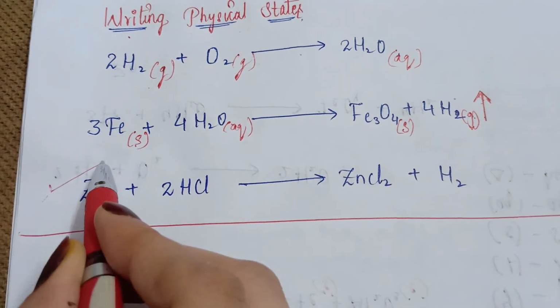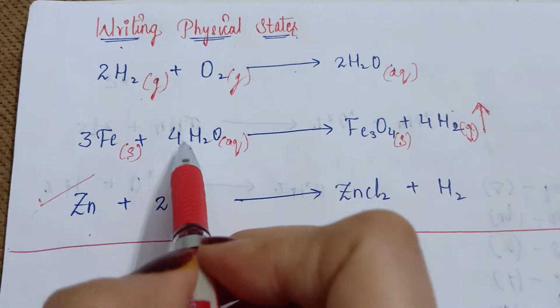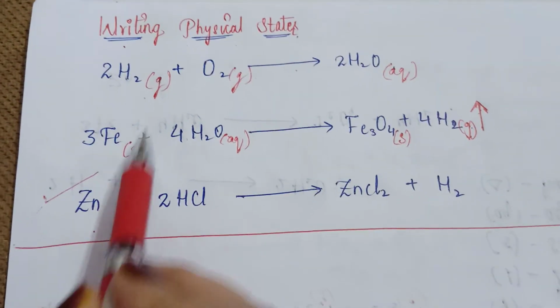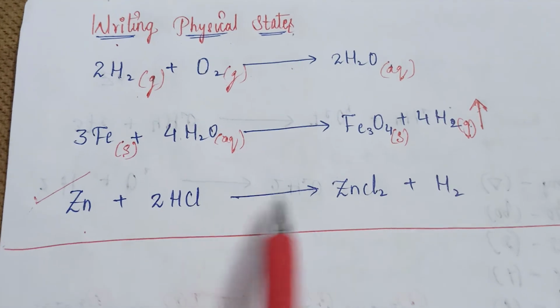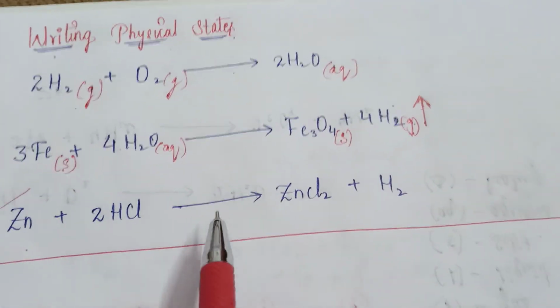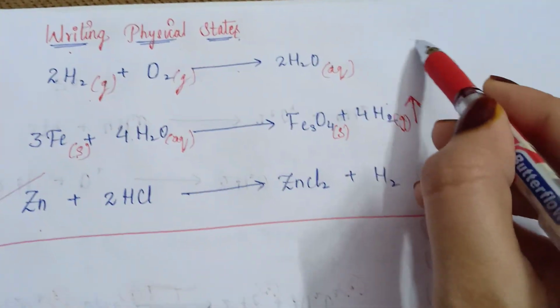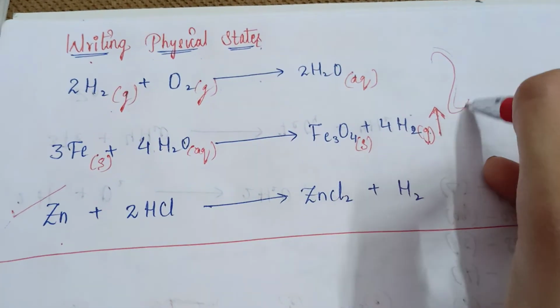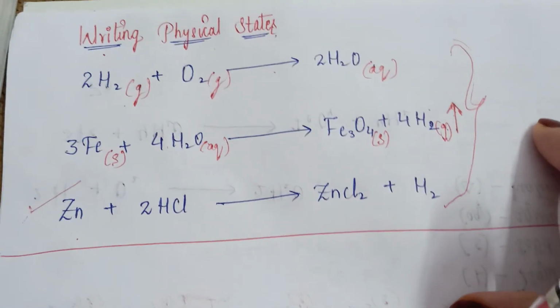So students, your homework is to write these two equations and give the physical states to them. Try to give the physical state to each equation, write these three equations in your homework, complete it and submit it in your groups by the deadline.